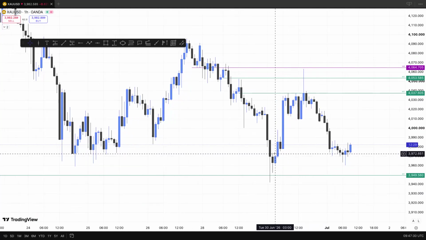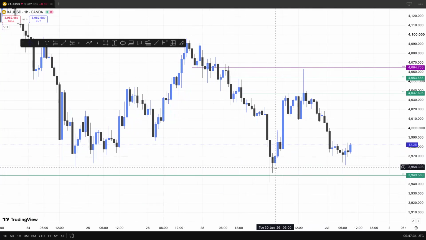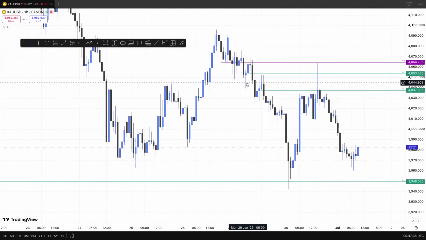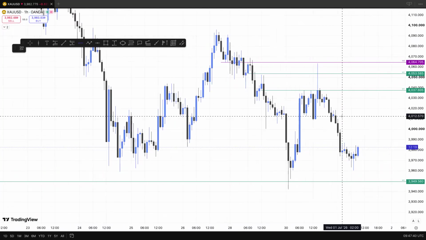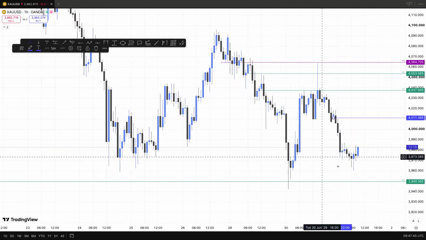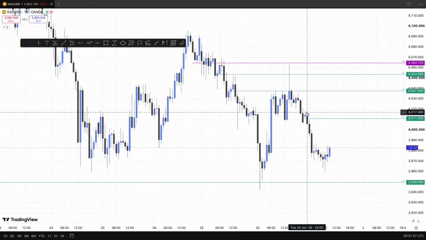Okay, so price is currently giving the impulse, or trying to give the impulse, from this demand sitting right here. Okay, so high probability either gold price will retrace into this H1 supply right here.